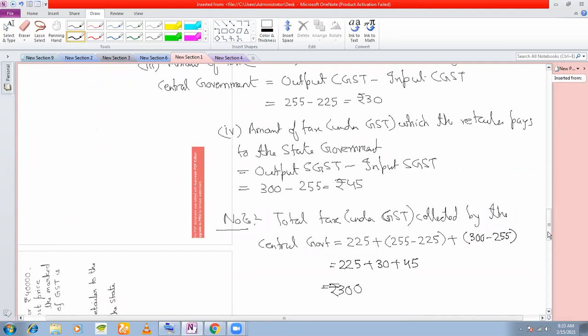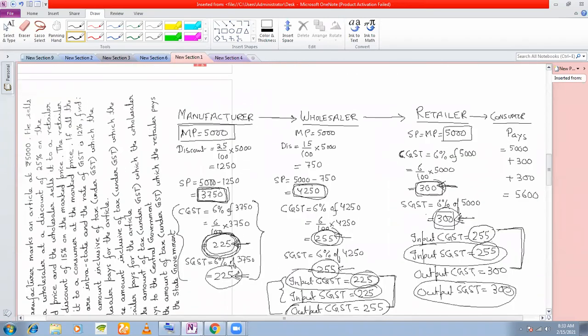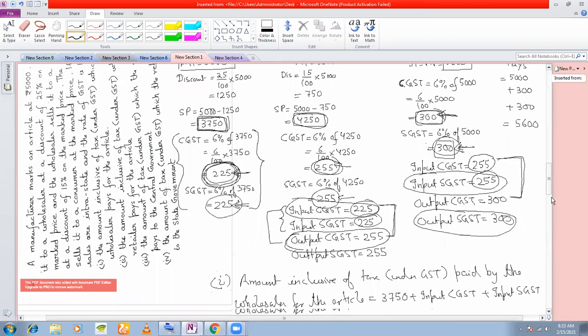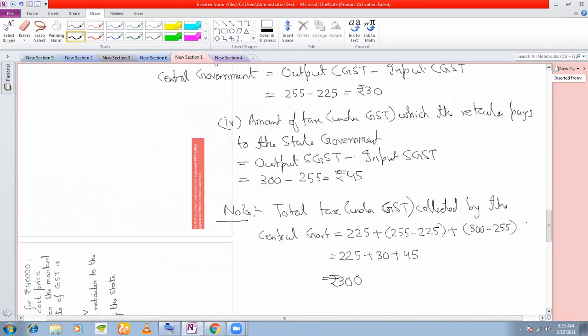So in the entire supply chain, right from the manufacturer till the consumer, the central government is getting 300 rupees. So that is what you must know.